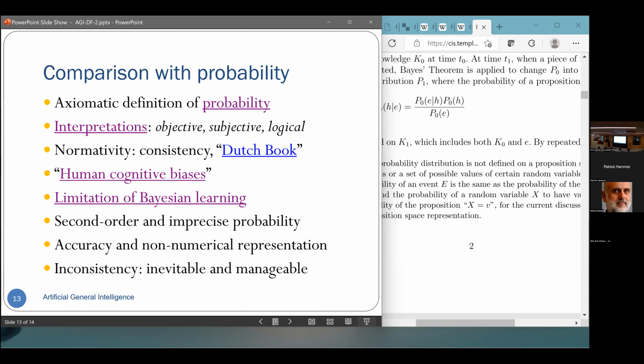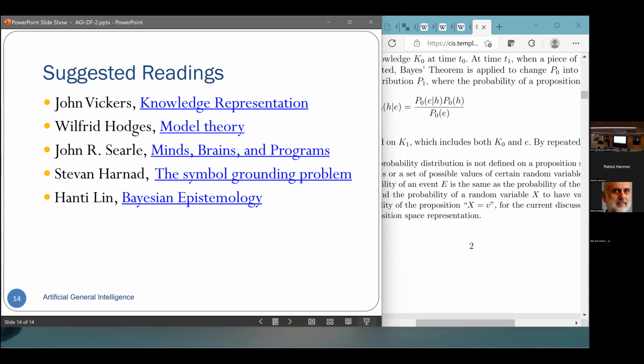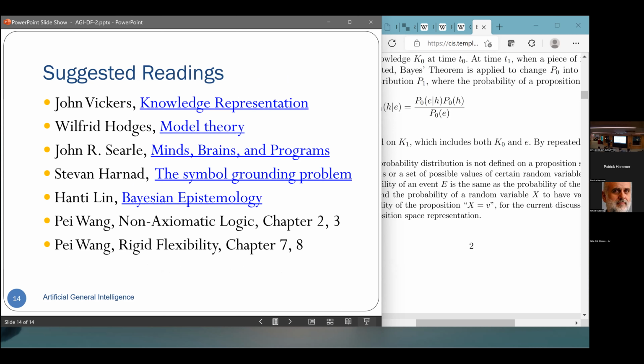So first, I say it's inevitable. Some kind of inconsistency has to be tolerated. The second one is also important. I think it's manageable. In our system, we allow inconsistency, but it will not kill the system, will not make the system crash. Like in many traditional models, they don't allow it because they don't know how to deal with it. And as soon as you have inconsistency, basically it crashes. So that's it. So there are the readings, at least some other people's work and also my work.